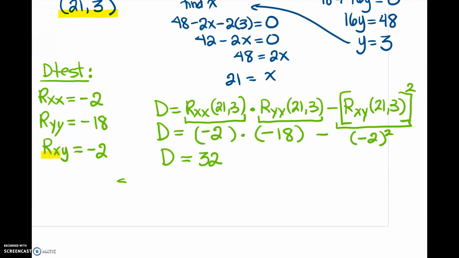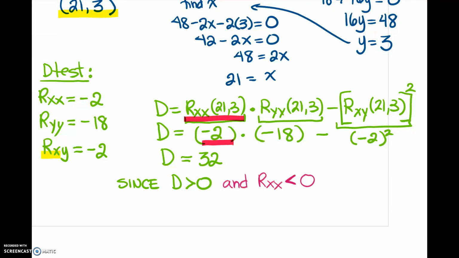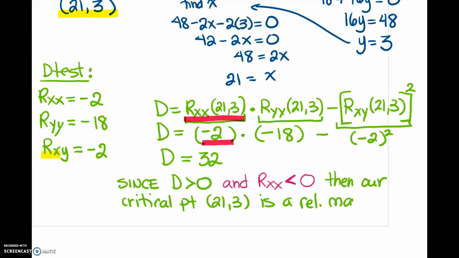All right, so this is good news. Remember that D-test: since my D has come out to be positive, that means I have a max or a min. Now what I need to look at is this value here, this r of xx. And since this value has come out to be a negative, that's perfect. That's exactly what I highlighted back on the D-test. I needed D to be positive and the second derivative with respect to x to be negative. Then what that guarantees is that our critical point, this point (21, 3), is a relative maximum. Great.